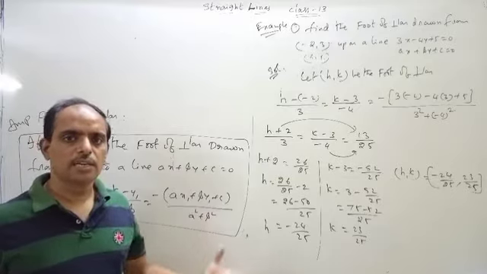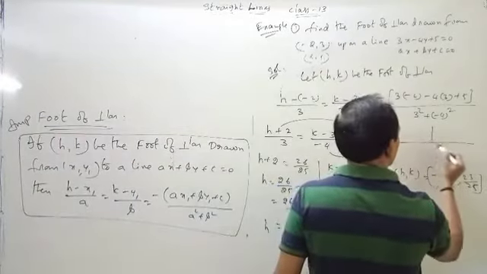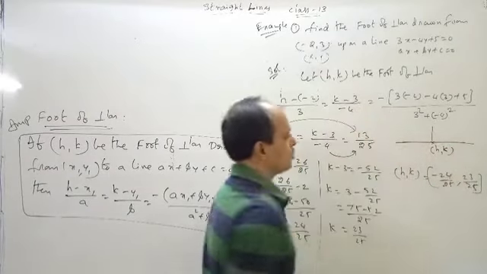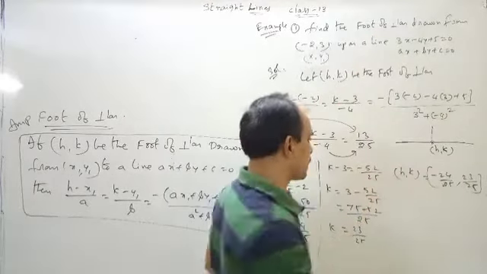We can verify our answer also because this is the foot of perpendicular. This one is h comma k. This h comma k lies on this line. So you substitute the point in the given equation. If it satisfies, our answer will be correct.